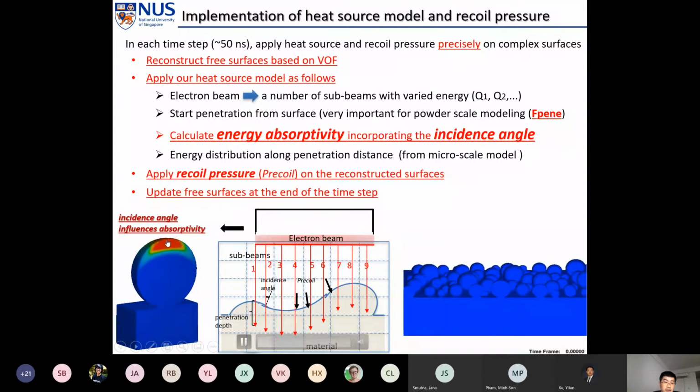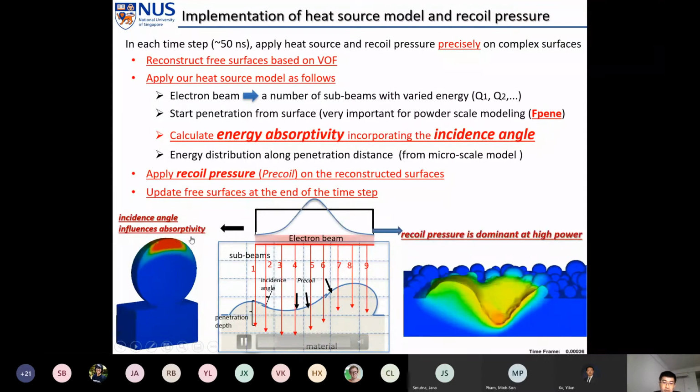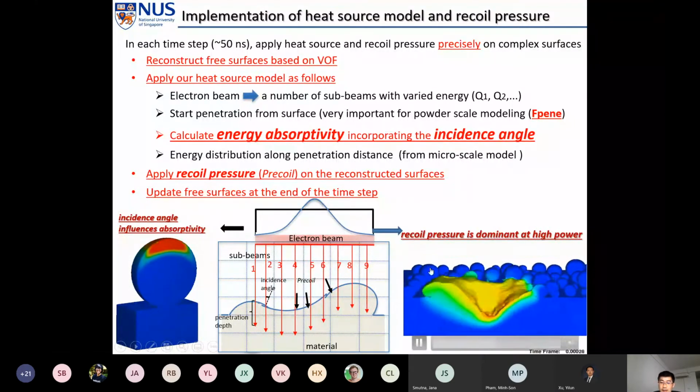This is because in the center, the incident angle is 0, so the energy absorptivity is the highest. Closer to the edges, the incident angle becomes larger and larger, so the energy absorptivity becomes lower and lower. Also, you can see the temperature in the subsurface is the highest. This also agrees with the microscale simulation. And for the recoil pressure, we applied a Gaussian distributed electron beam, and the power is pretty high. You can see the keyhole is formed here.